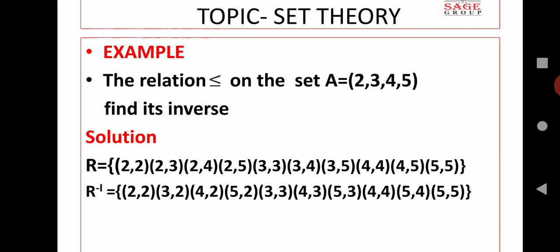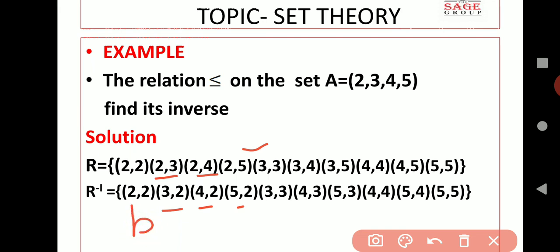So the inverse relation is from B to A. That means if we have (2, 3) in R, then in R inverse we have (3, 2). And here we have (2, 4), so in R inverse we have (4, 2). Similarly, if we have (2, 5) in R, then in R inverse it is (5, 2). So the relation R inverse is from B to A, and relation R is from A to B.